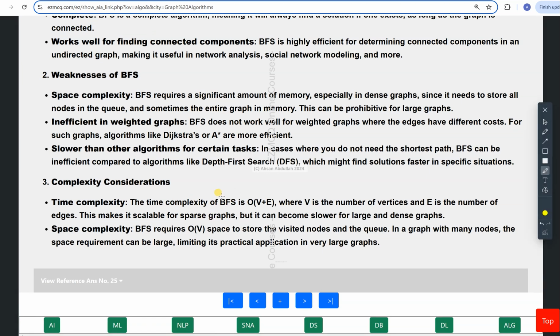Time complexity is the same as the breadth first search. All right, I'm sorry. The time complexity of breadth first search is order V plus E, which is also the case for depth first search, and it requires order V additional space. So these are its limitations. Okay, so let's move on to the next question.